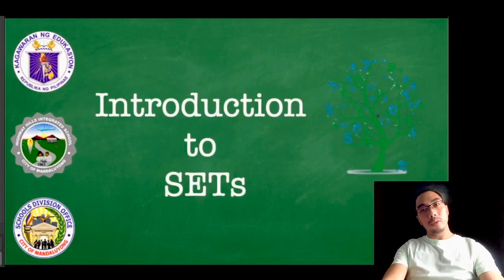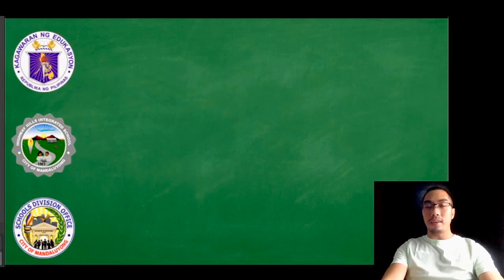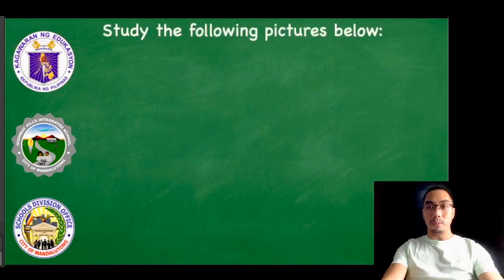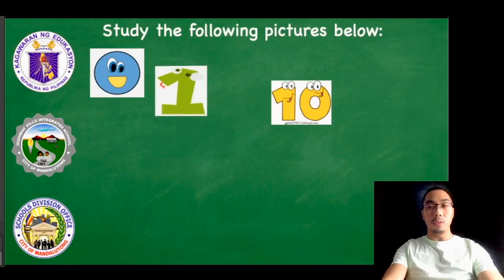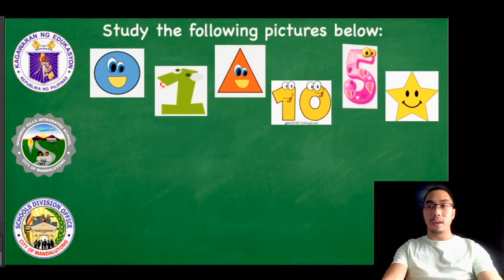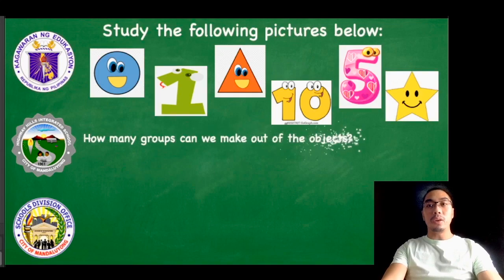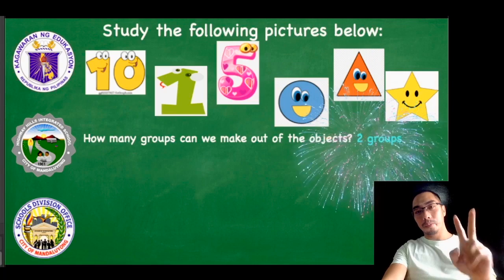Today, we are going to discuss Introduction to Sets. Before we define what is set, let us first study the following pictures. Circle, 10, 1, star, triangle, and 5. Here's my first question. How many groups can we make out of the objects? What is your answer? The correct answer is 2 groups.